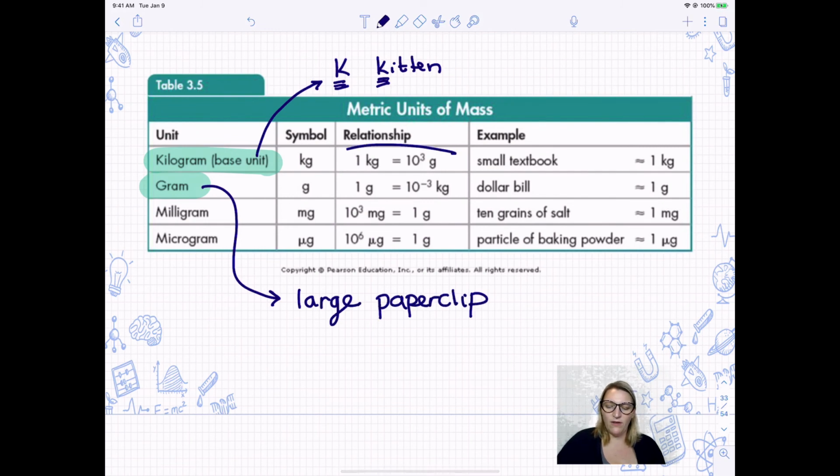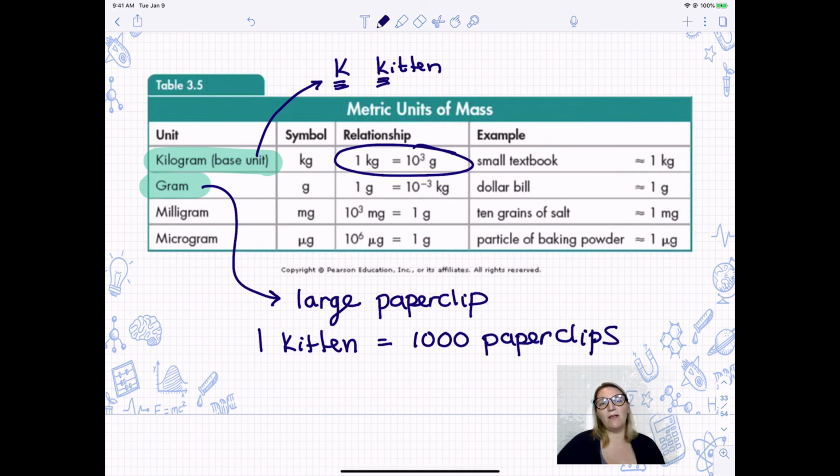And this is one thing that is really important. 1 kilogram is equal to 10 to the third, or 1,000 grams. Remember that 1 kitten has the same mass as about 1,000 paperclips.